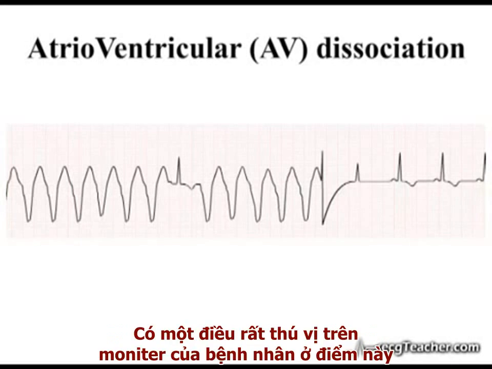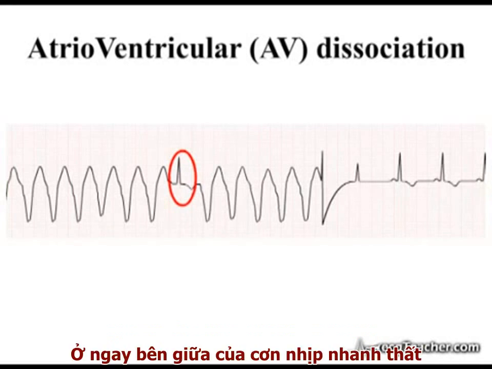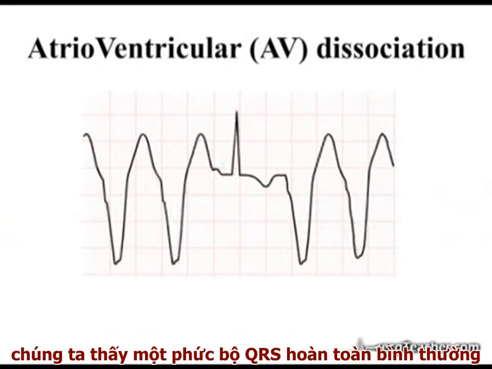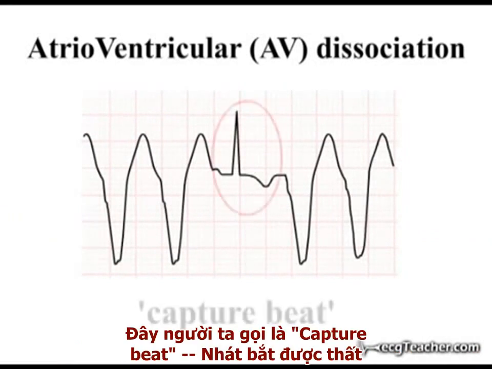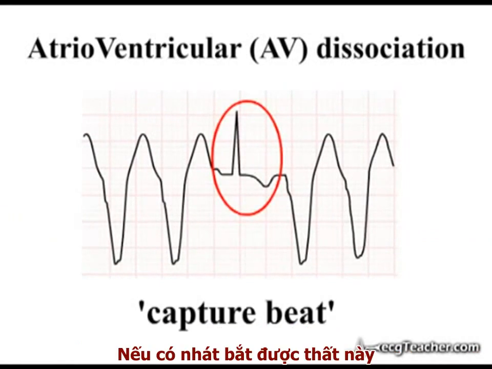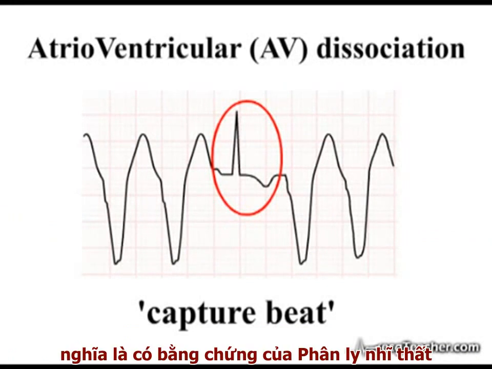There's an interesting event on our patient's monitor at this point. In the middle of the tachyarrhythmia, we find an apparently normal QRS complex. This is a capture beat. The presence of a capture beat is evidence of atrioventricular dissociation.